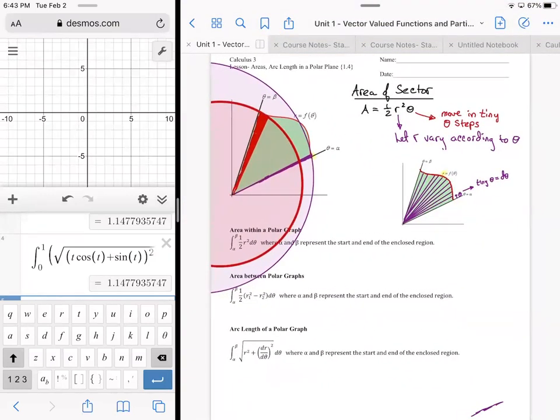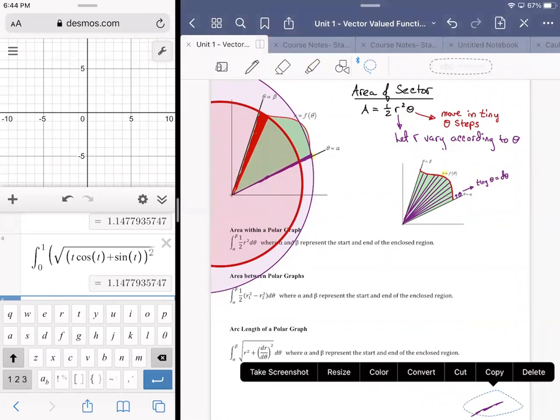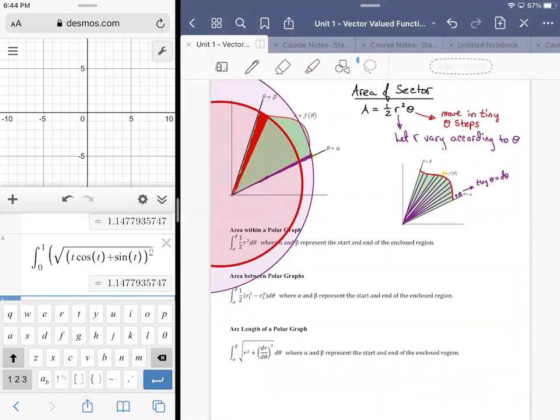So that's a little bit of a taste of the concept. I didn't really get into a proof or anything, but that's giving you the gist of it, because I didn't want to jump into a formula without at least telling you the why. I'm not big on that. And then the arc length of a polar graph, that's a little bit of a different story. We'll get to that in a little while.